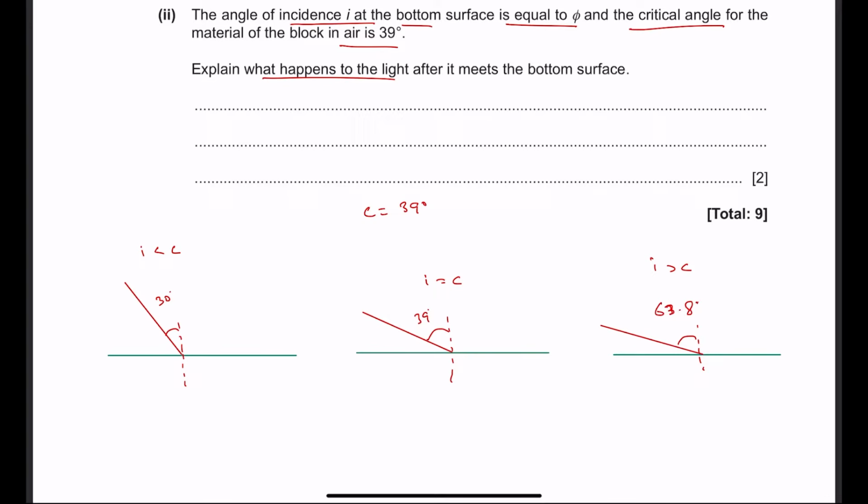If the angle of incidence is less than the critical angle, then the light will simply bend away from the normal as it is going from the transparent block into air, so it speeds up and it bends away from the normal. This is refraction taking place, and there's a bit of weak reflection here. Some of the light also reflects back, but most of it refracts.